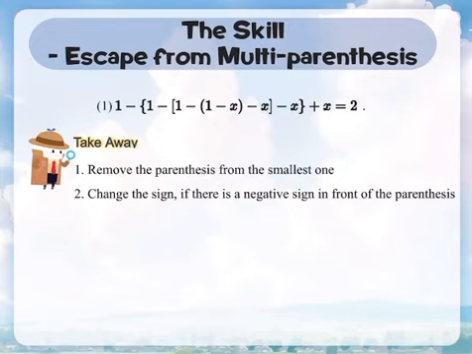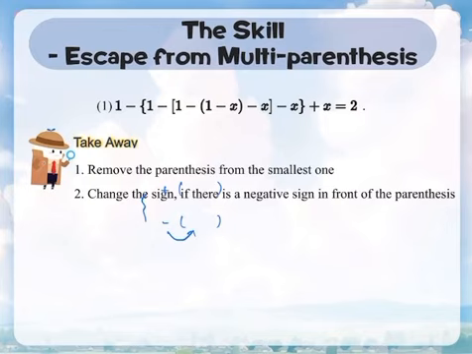For removing parentheses, there are only two scenarios. The first one, in front of parentheses, you have a positive sign. In this case, you have to do absolutely nothing. Just remove it. What if you have a negative sign in front of your parentheses? This is where the trick is. What you need to do is distribute this negative sign into the parentheses.